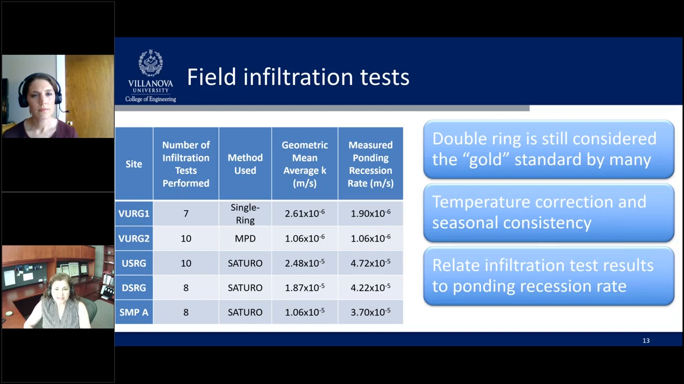So what we did at these sites was we went out and did a number of infiltration tests. All of these infiltration tests were performed using various single ring measurement devices, such as a pure single ring, which is a single ring that was just hammered into the ground, a modified Philip Dunne permeameter, which we constructed ourselves, and then Saturo, which is manufactured by Meter.